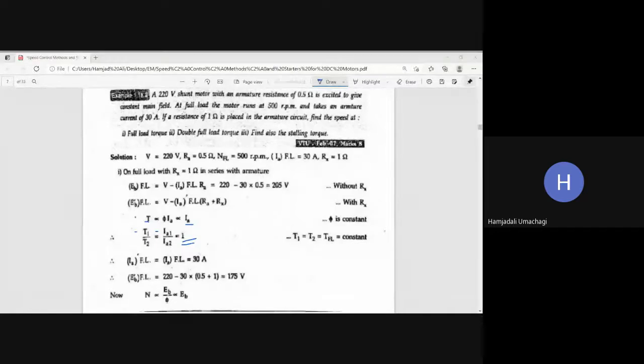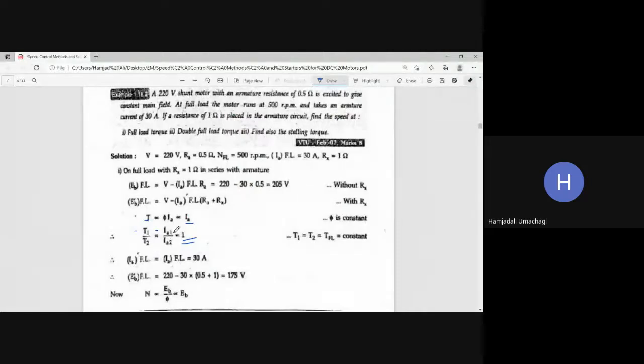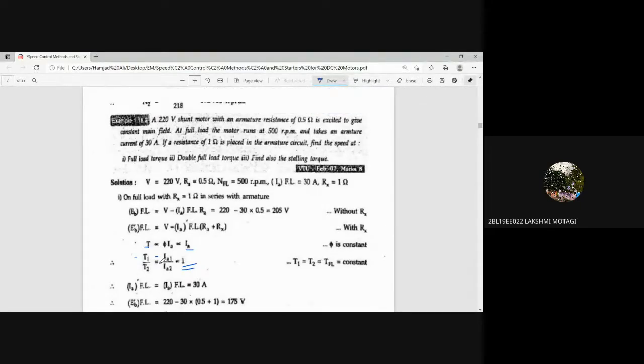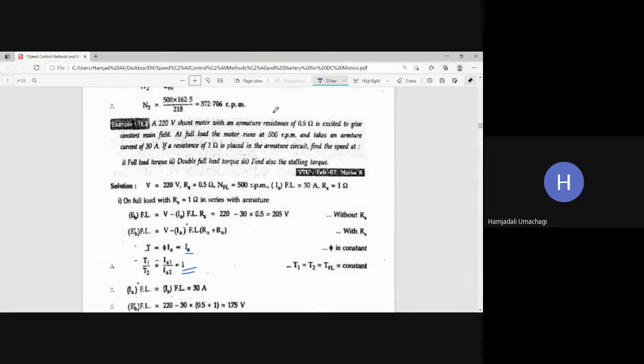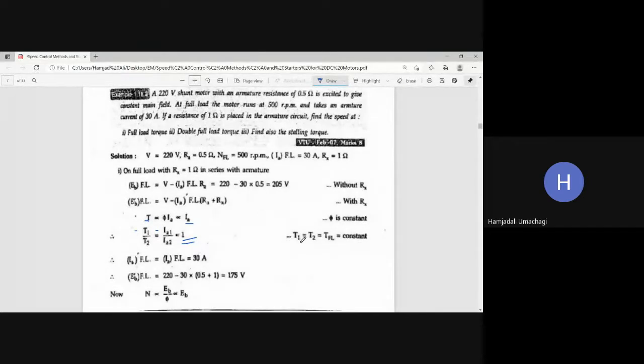Yes, sir. So I hope you are getting the concept. IA1, sir, is nothing but, yes, sir, where is it given that torque is constant? Wait a minute. See here, T1 equal to T2 equal to TFL, constant.